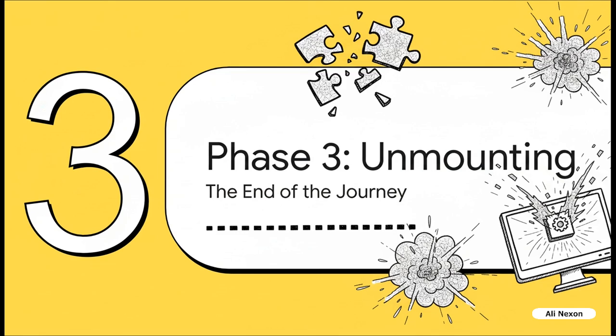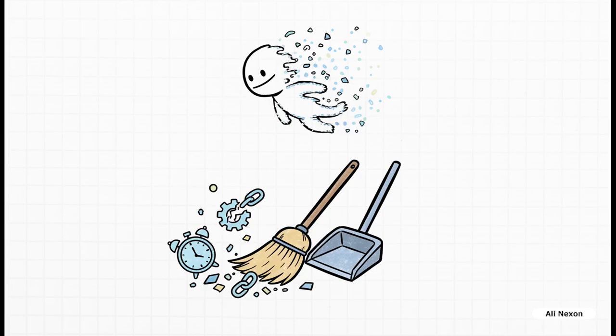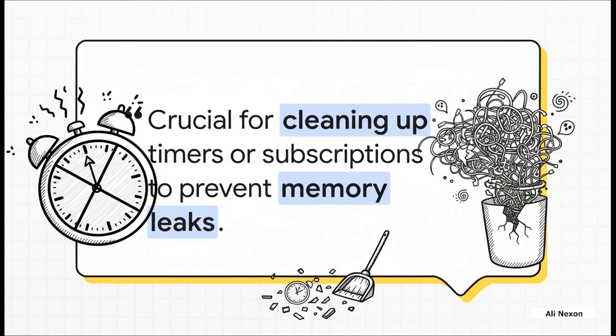Well, all good things must come to an end, and that's true for our components too. This brings us to phase 3, unmounting. This is the final chapter, the moment when a component is removed from the screen and destroyed for good. And for this phase, there's really only one method you need to know. componentWillUnmount. Think of it as the component's last words, its final chance to clean up after itself before it disappears forever. And trust me, this cleanup is not optional.